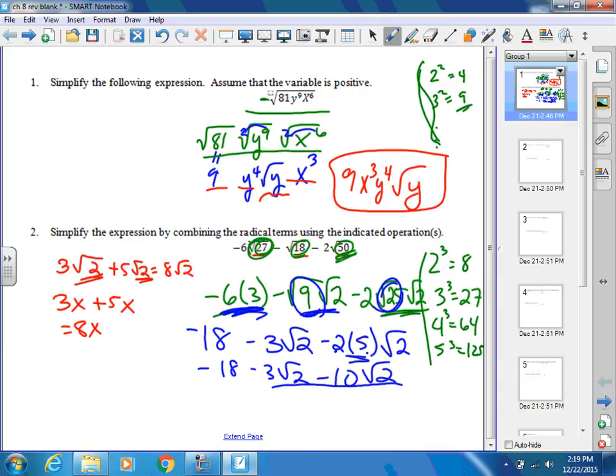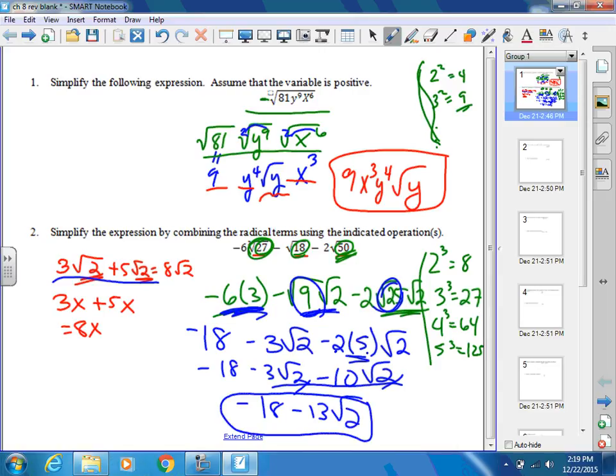Now these two very much look alike. I can add and subtract them. They have the same radical. So minus 3 minus 10 gives me minus 13. So my final answer is minus 18 minus 13 square root of 2.